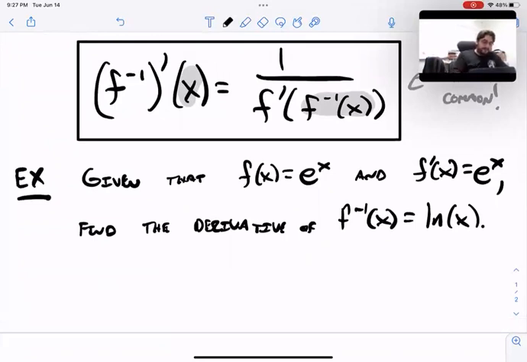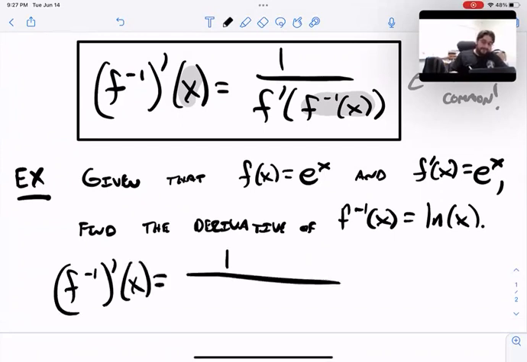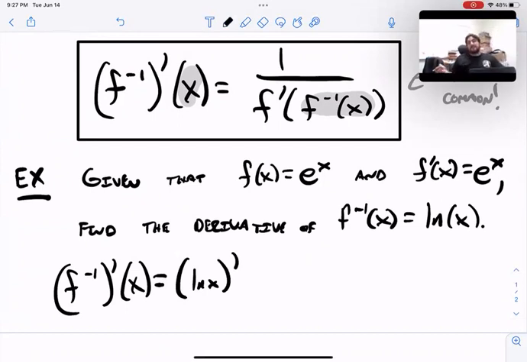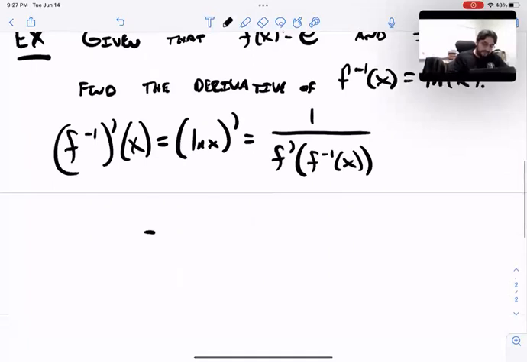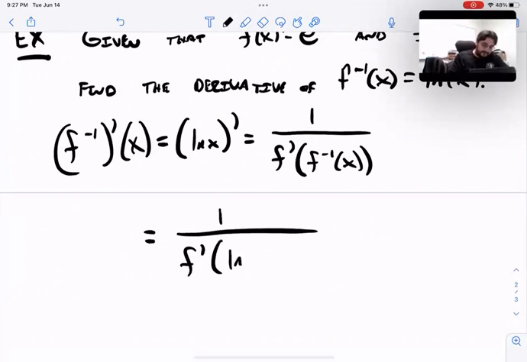I would have the f inverse prime of x would equal 1 over f prime. Well, and I should note that this is the derivative of a log, right? Because I'm defining log to be the inverse of e, right? Natural log is, in this context, this is the definition we're taking of natural log. So what does this become? It becomes 1 over f prime of f inverse of x. Well, what is that? 1 over f prime of f inverse of x is just log of x.